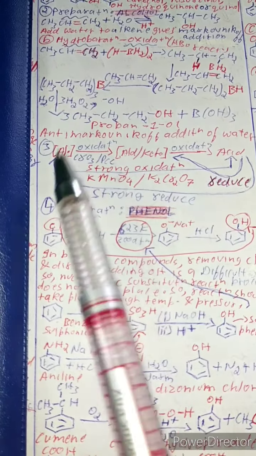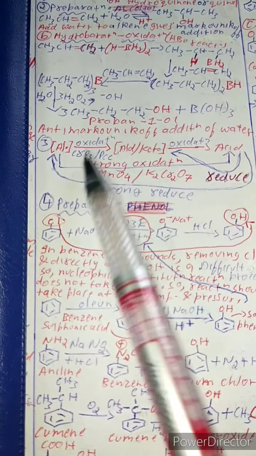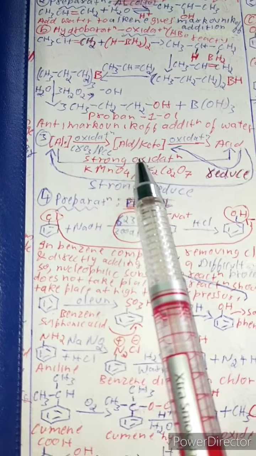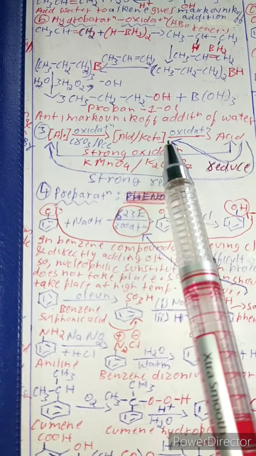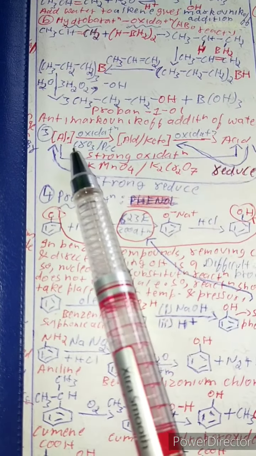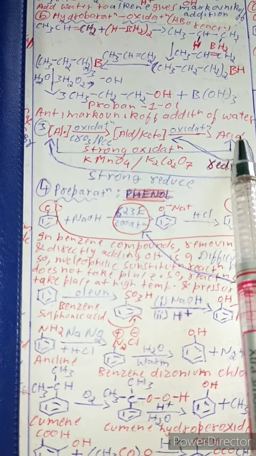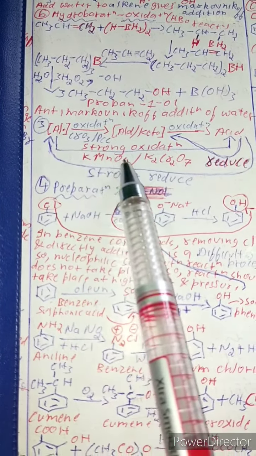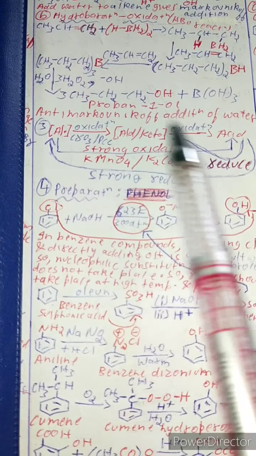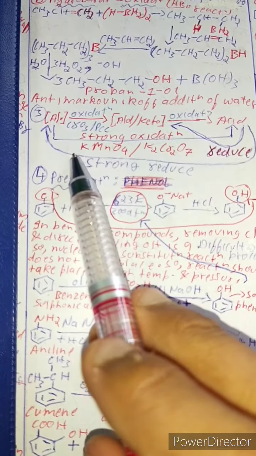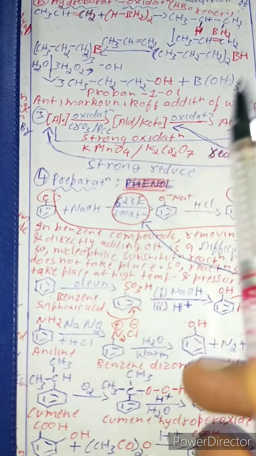And here what you need to know is that this is an alcohol, and when you oxidize alcohol, it gives aldehyde or ketones, and on further oxidation, it gives acid. And alcohol on strong oxidation gives acid, with the presence of this catalyst.